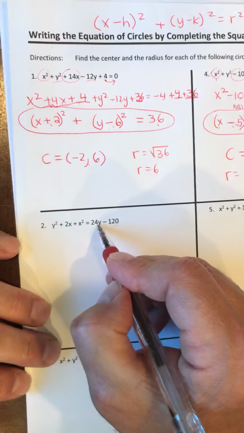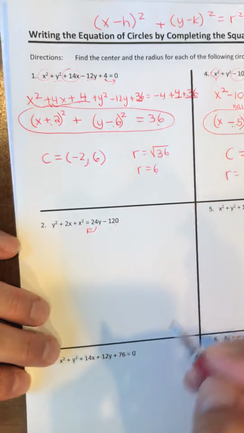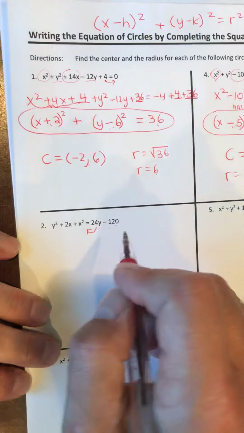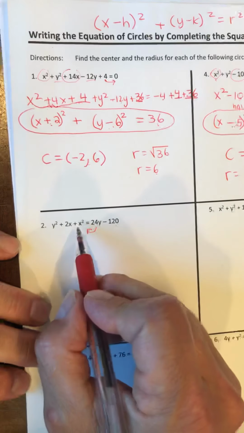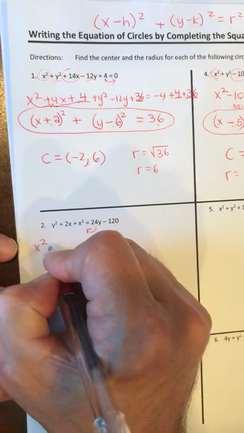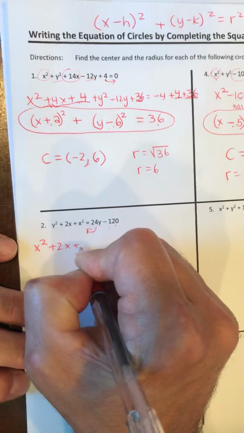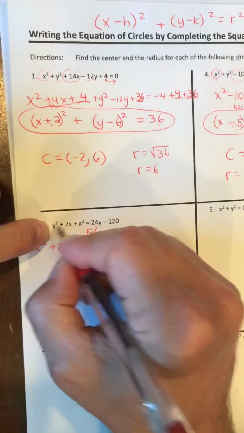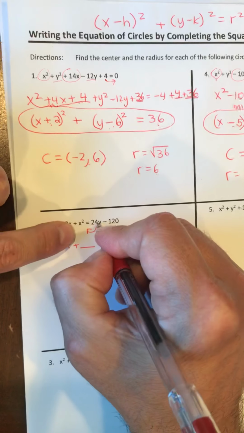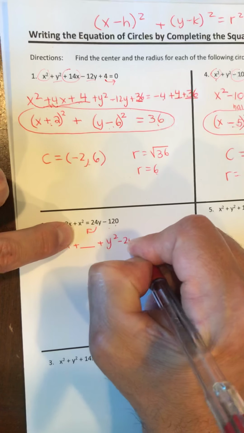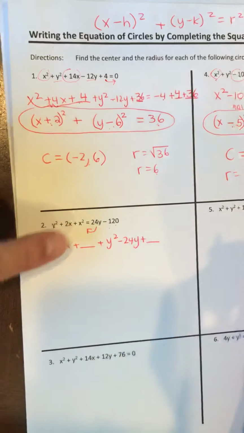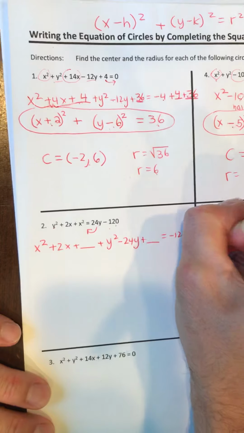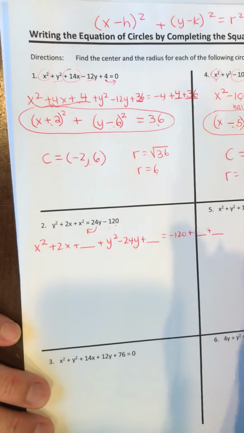It's already on the other side. But we've got to take this 24y and bring it back over, right? And I want to put my x terms first, then my y's, and then the constant on the other side. So when I rewrite this, I'm going to go x squared plus 2x plus my squared number, plus my y squared, then my 24y is going to be negative because I have to bring it over, plus the square number, equals my negative 120 plus my x square number plus my y square number.